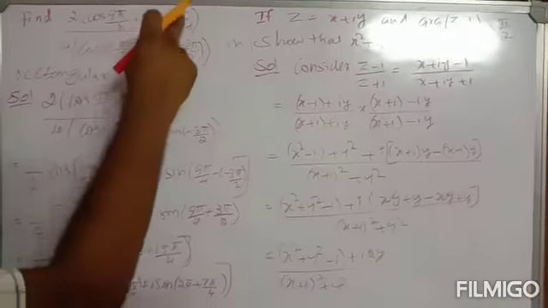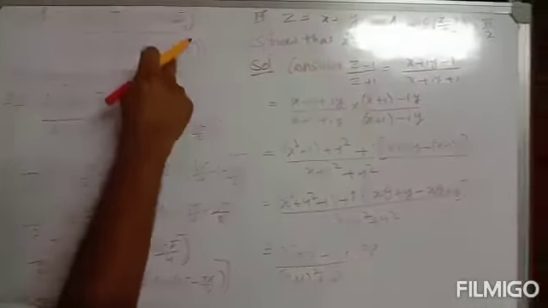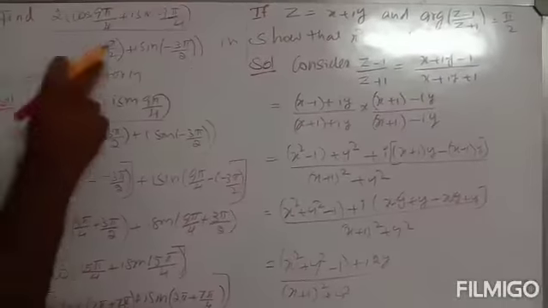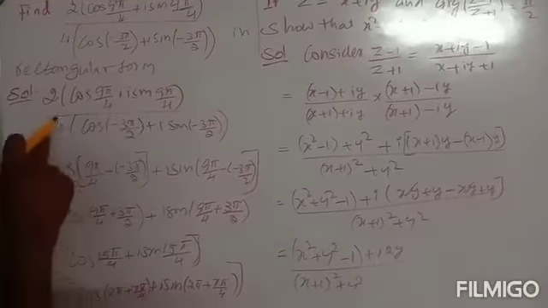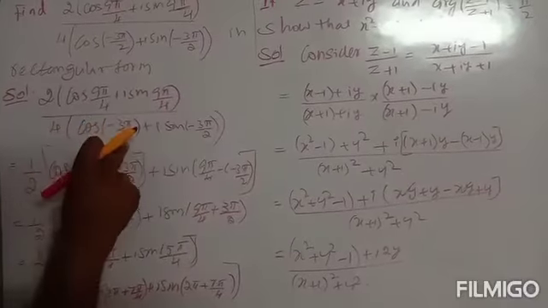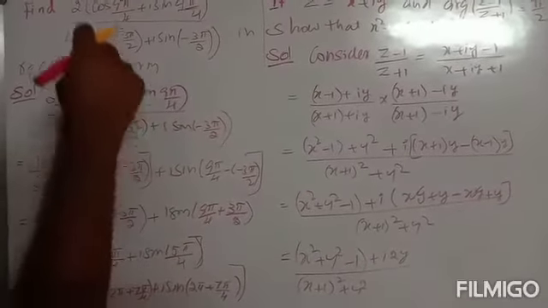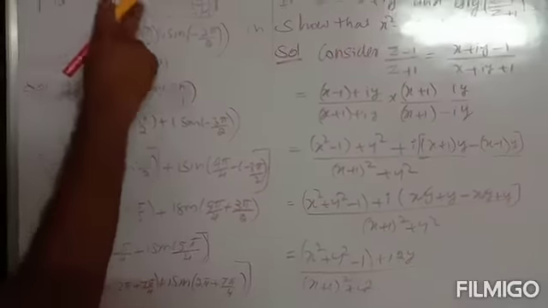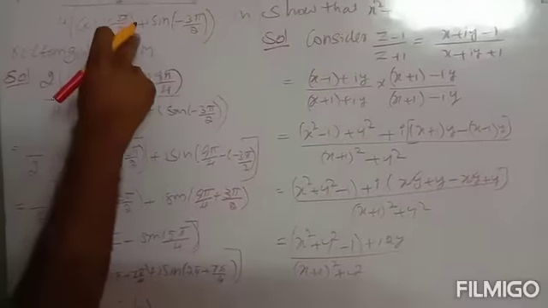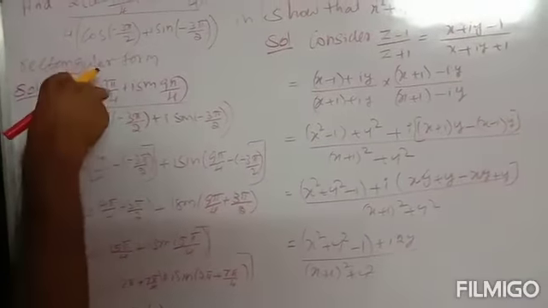Find the quotient 2(cos 9π/4 + i sin 9π/4) divided by 4(cos(-3π/2) + i sin(-3π/2)) in the rectangular form. That is already we know the formula: (cos θ1 + i sin θ1) divided by (cos θ2 + i sin θ2) is equal to cos(θ1 - θ2) + i sin(θ1 - θ2).